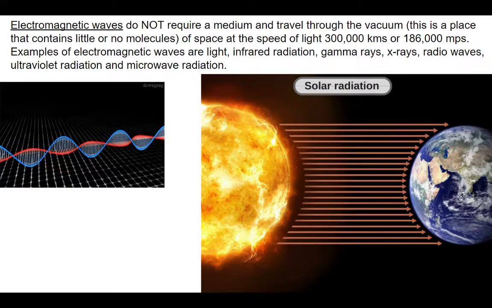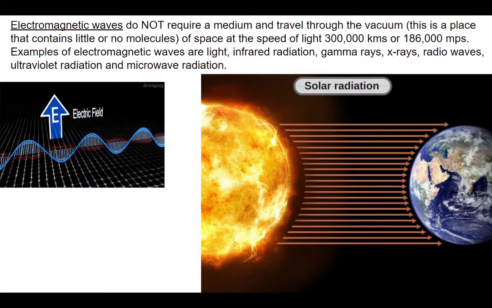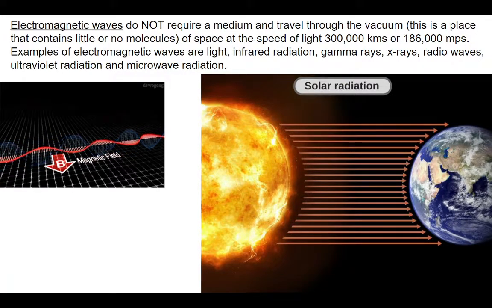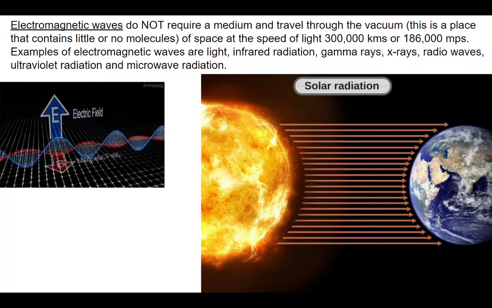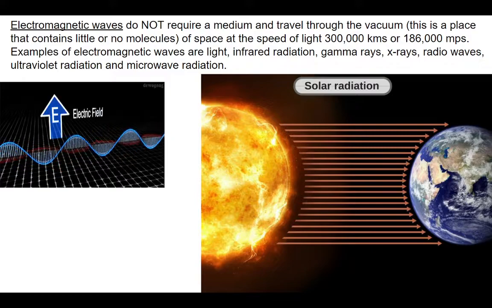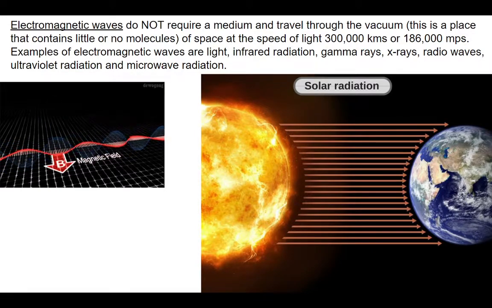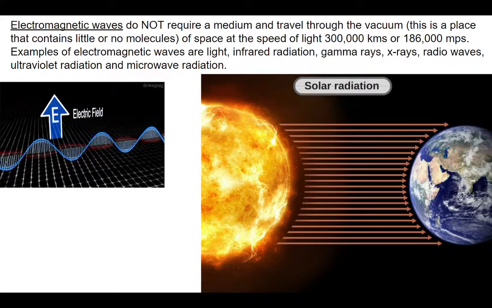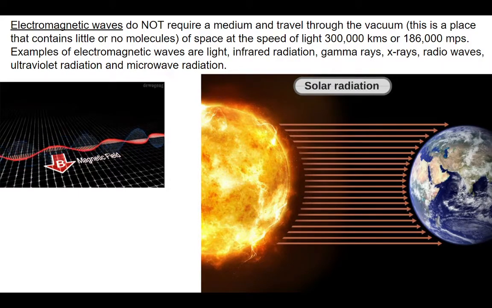Now, we have the metric speed and then we have the standard. The metric is 300,000 kilometers per second and the standard speed is 186,000 miles per second. And you need to know both of those. And this is the fastest thing in the universe, electromagnetic energy. So it could travel, think of a window pane. You can have a window and light comes through the window.